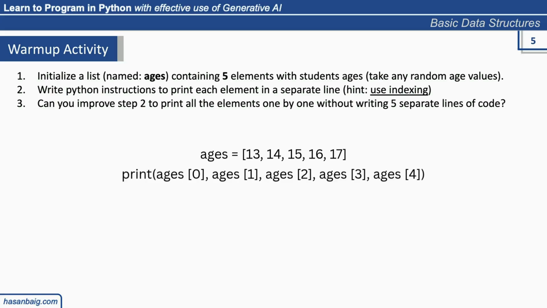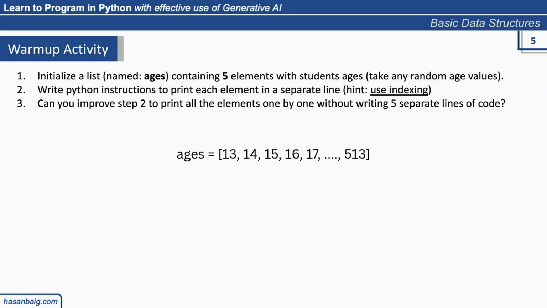Or I can also do it like this, ages[0], again ages[1], and so on and so forth. Agreed? Couldn't I keep it in the same line though? We can keep it in the same line like this, ages[0], and then ages[1], and so on and so forth. So it will print 13, 14, 15, 16, and 17. If you want to do it, follow this approach.